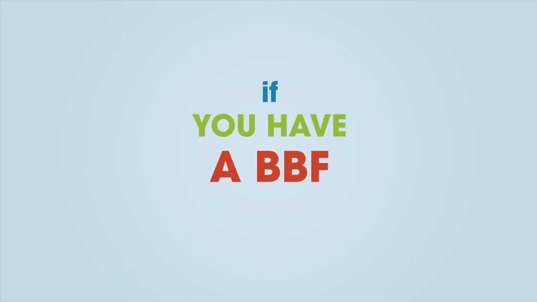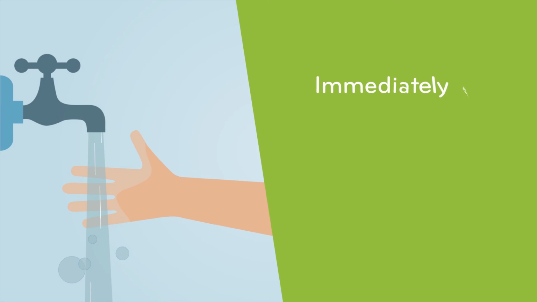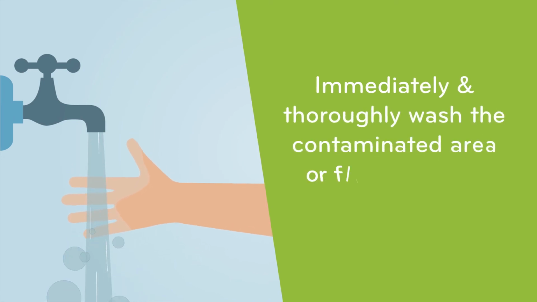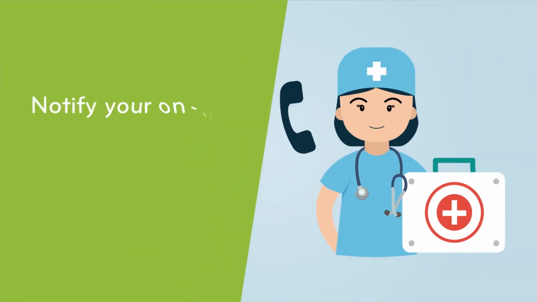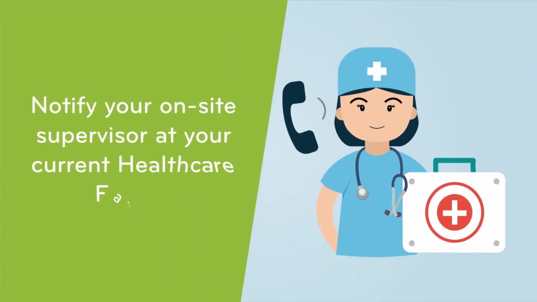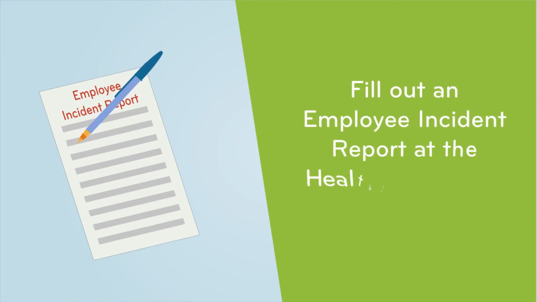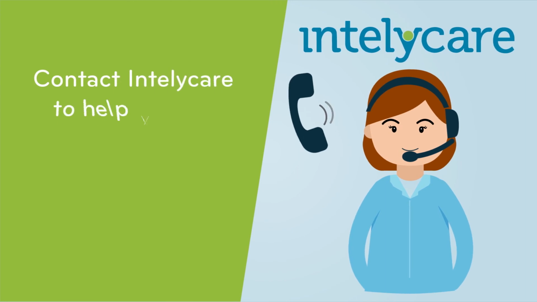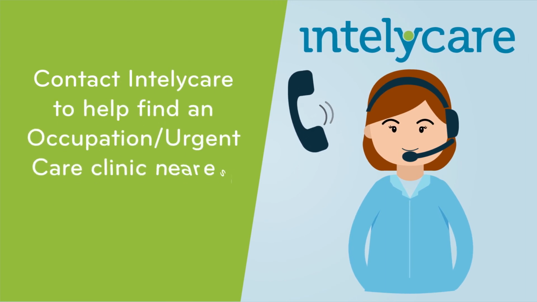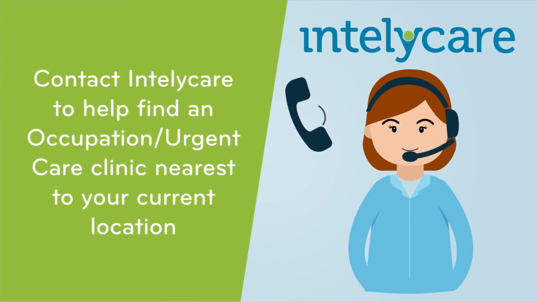Post-exposure management. If you have a blood and body fluid exposure, the most important steps include immediately and thoroughly washing the contaminated area or flushing mucous membranes with water. Notify your on-site supervisor at your current healthcare facility. Fill out an employee incident report at the healthcare facility you are staffing. Contact IntelliCare to help find an occupational or urgent care clinic nearest to your current location.